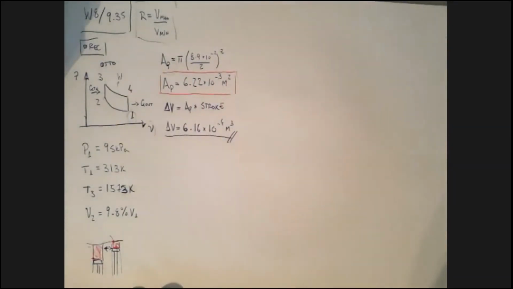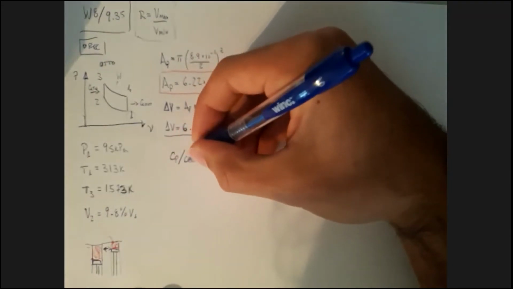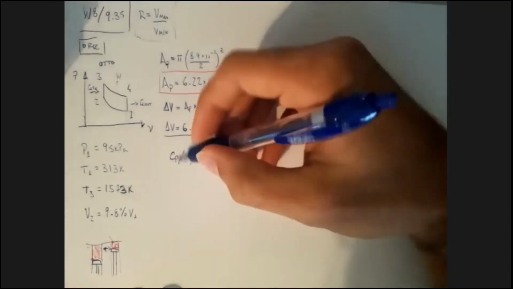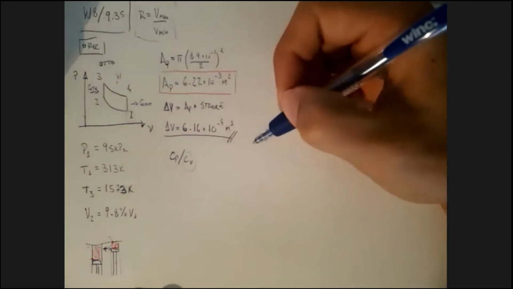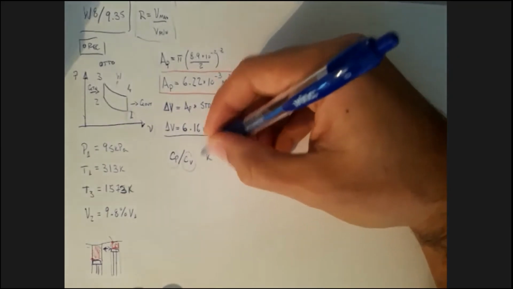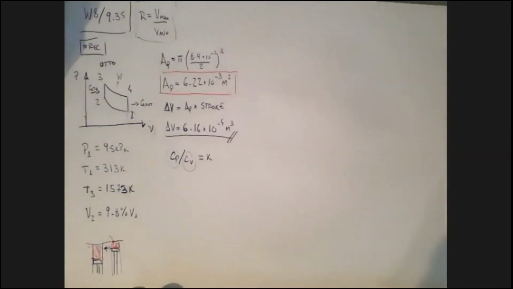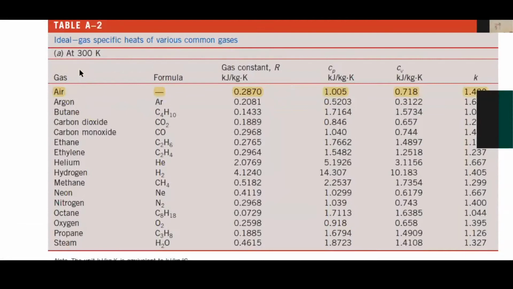Now remember the thing about CP and CV: when we can take them as constant at room temperature, that makes our lives easier. And we can use something called K, which is just CP over CV. I'll show you on the table for this first time, but you're probably going to want to get used to this. Table A2 at 300 Kelvin, or room temperature, where we have properties for air. You can go ahead and write these down.